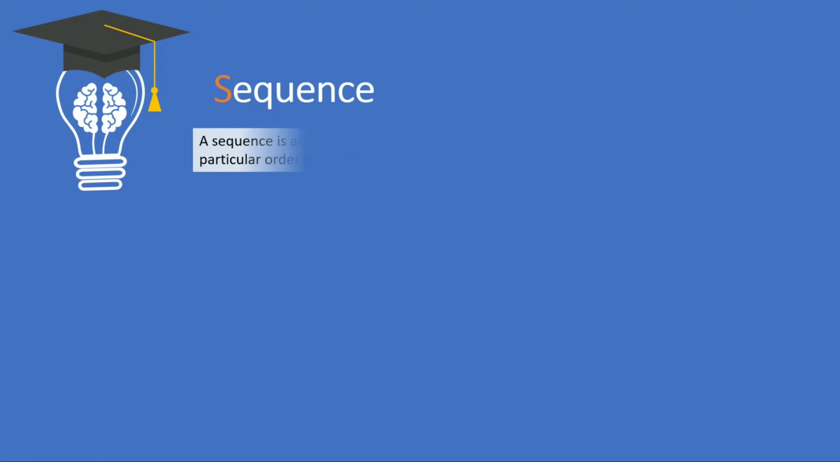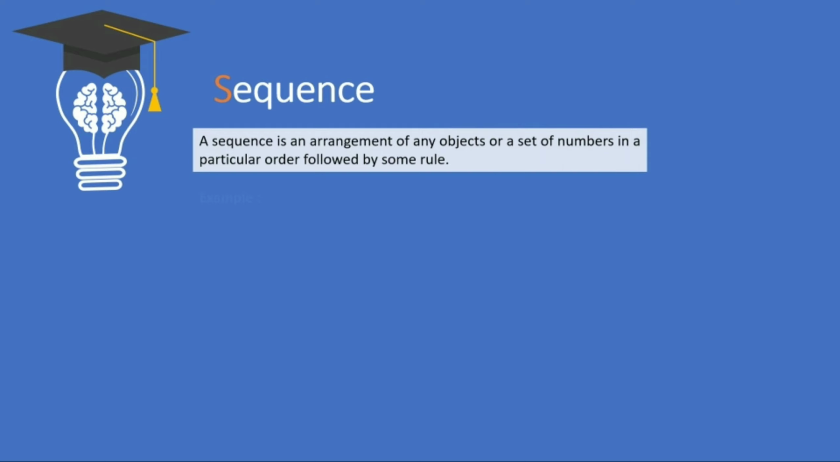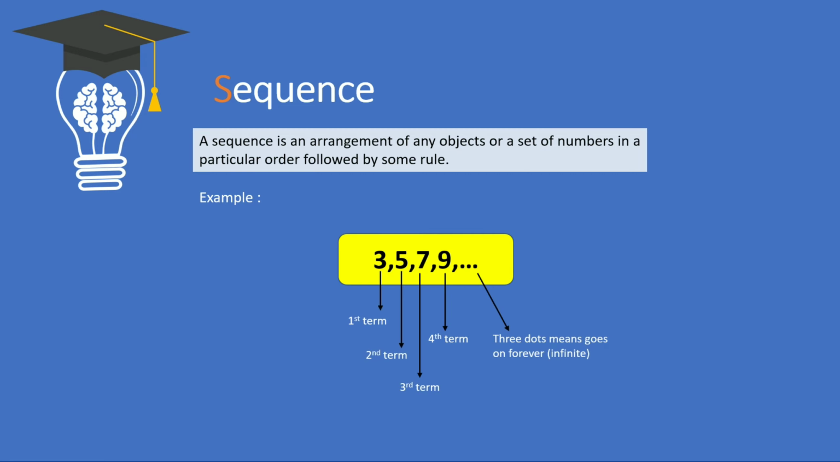A sequence is an arrangement of any objects or a set of numbers in a particular order followed by some rule. For example, 3, 5, 7, 9, ... In this sequence, 3 is the first term, 5 is the second term, 7 is the third term, 9 is the fourth term, and the 3 dots mean it goes on forever, or infinite.